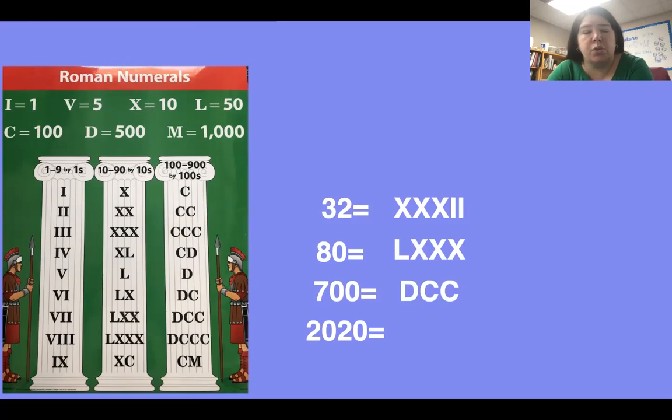And 2020. How do you write 2000? MM. Very good. And how do you write 20? XX. Very, very good. So MM, XX. All right. Don't forget that.